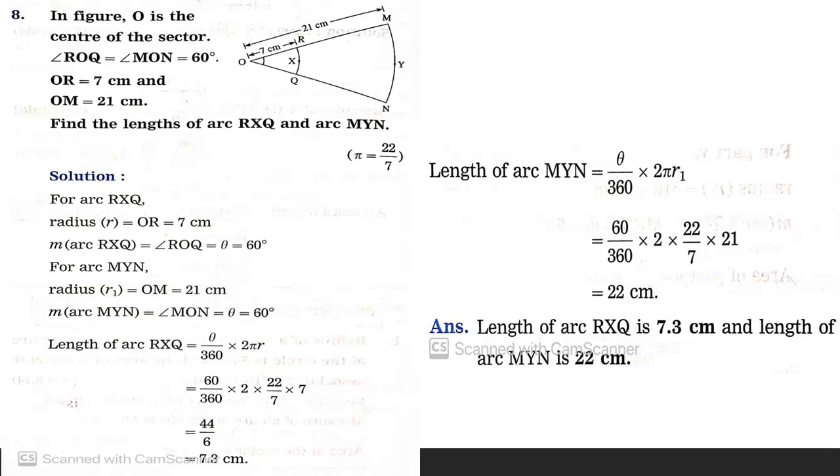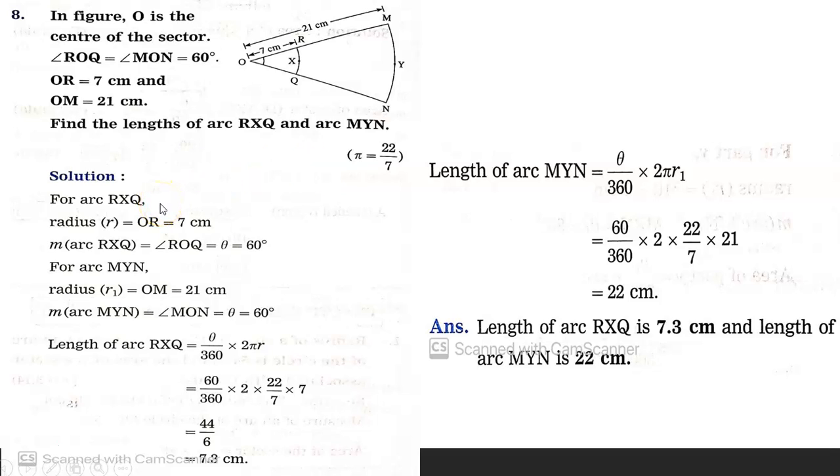Question number 8. In the figure, O is the center of the sector. Angle ROQ is equal to angle MON is equal to 60 degrees. OR is 7 and OM is 21. Find lengths of arc RXQ and arc MYN. Take the value of pi as 22 upon 7.